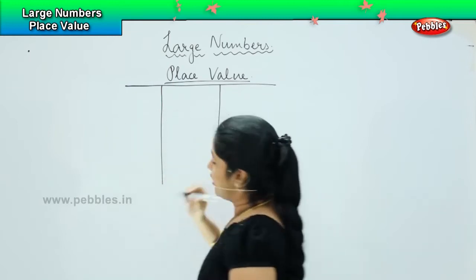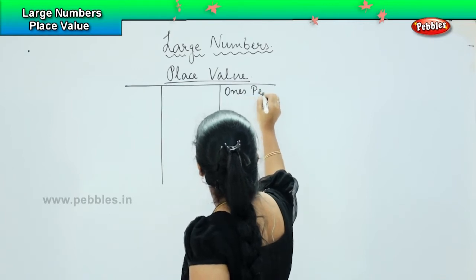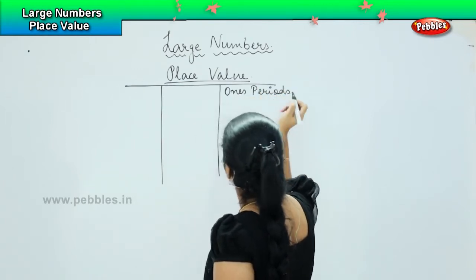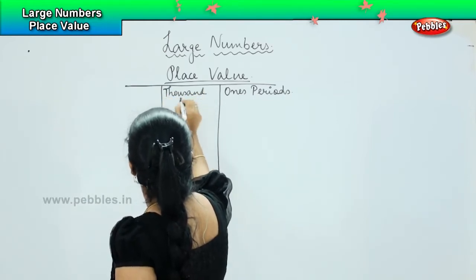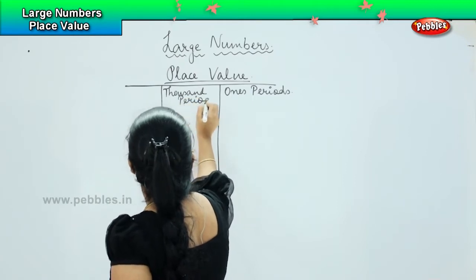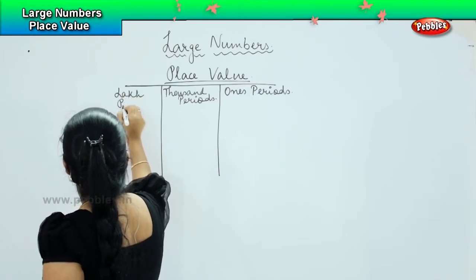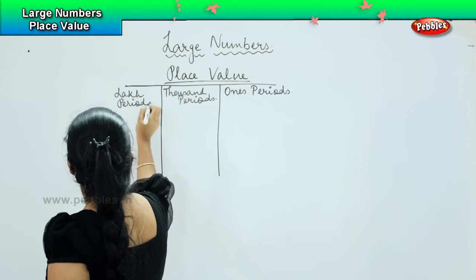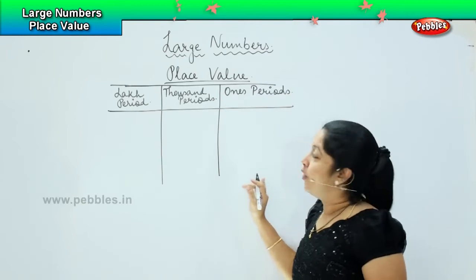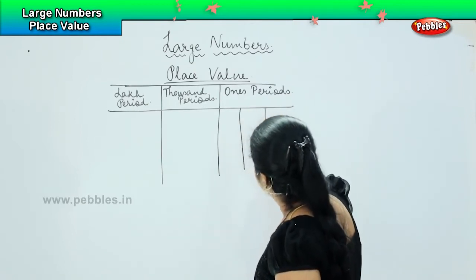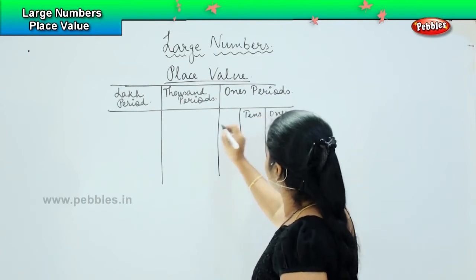Okay. So the first one is called as ones period. The next is called as thousands period. And the last one is called as lakh period. Fine. So in ones period, it is again divided into three parts, which is ones, tens, and hundred.